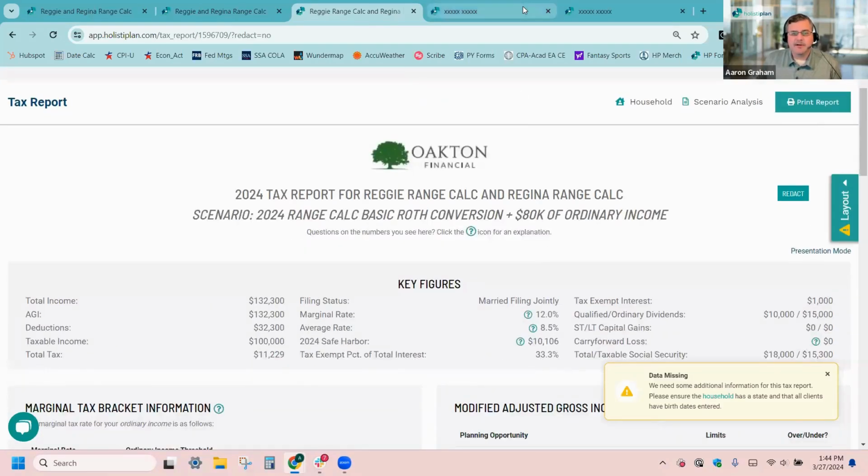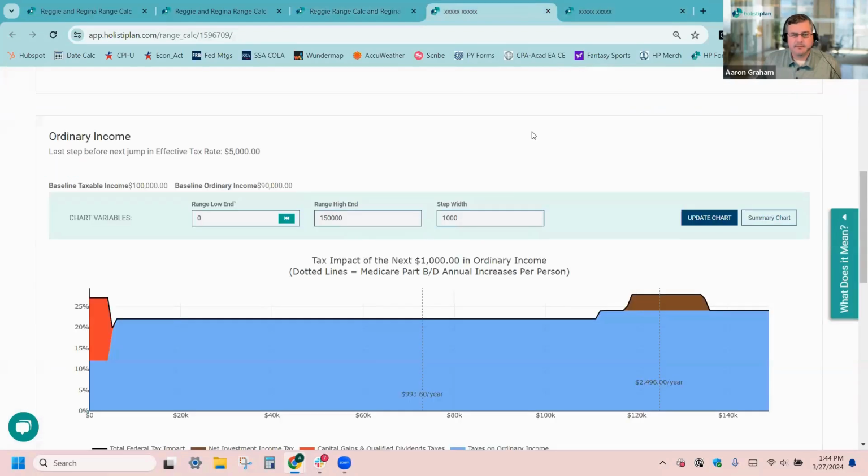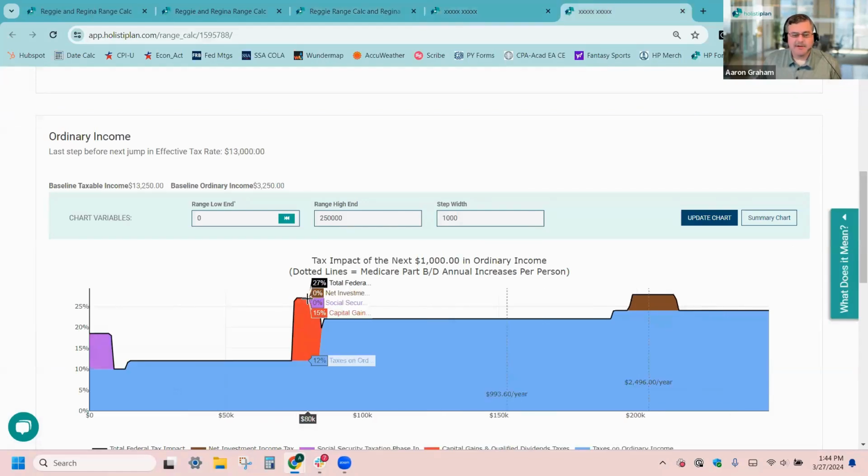Even though we're showing this $80,000 of income is being taxed at a 27% effective rate, that's just for that red slice. And so the question becomes, cumulatively, all the way back here and beyond zero, is the effective rate low enough that it would make sense to do that Roth conversion anyway?